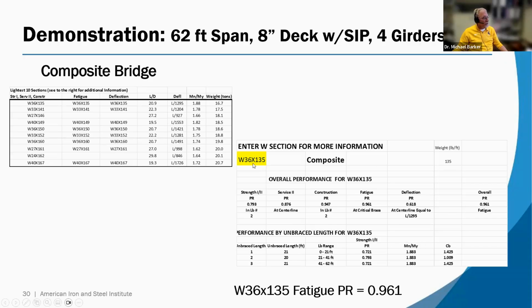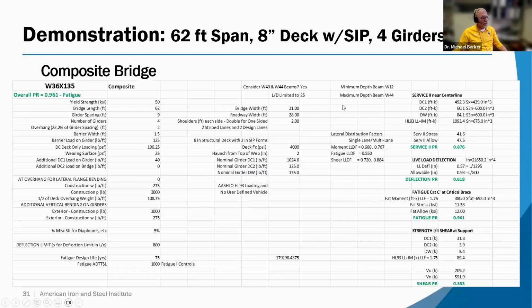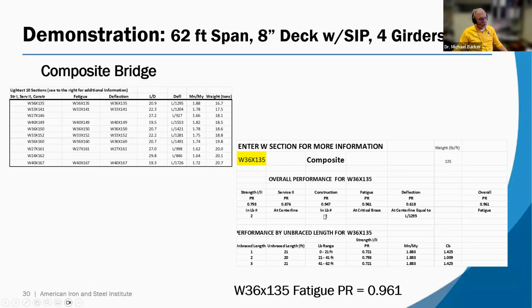I can just put in that W33x141 here and look at what happens. And of course, we see on that one that construction's got a performance ratio of 95%. That's right. Construction can control design. And so sometimes we want to start there to make sure construction does not become a problem.